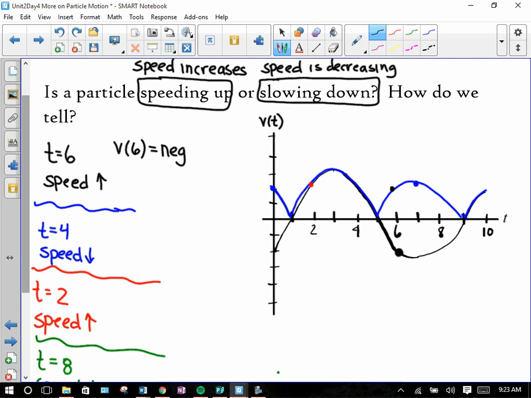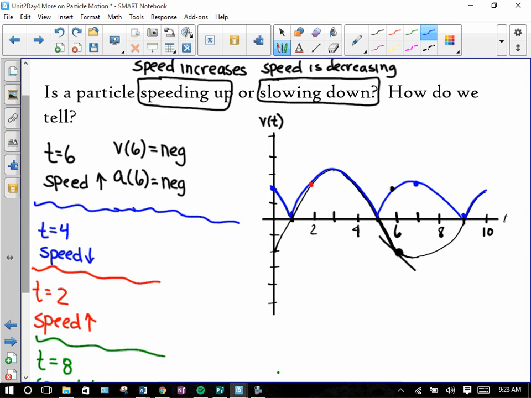So this is the next question. The acceleration function is the first derivative of the velocity function, and the first derivative tells you the slope of a function at a point. What is the slope of this function at t equals 6? Is it positive or negative? It would be negative because the slope of the tangent line right there is negative. So the acceleration is negative.